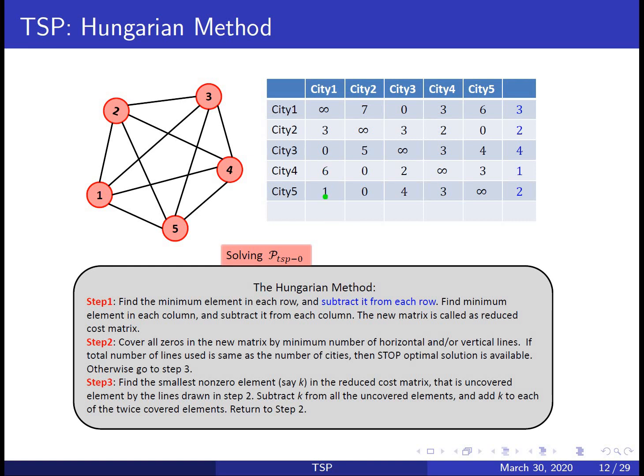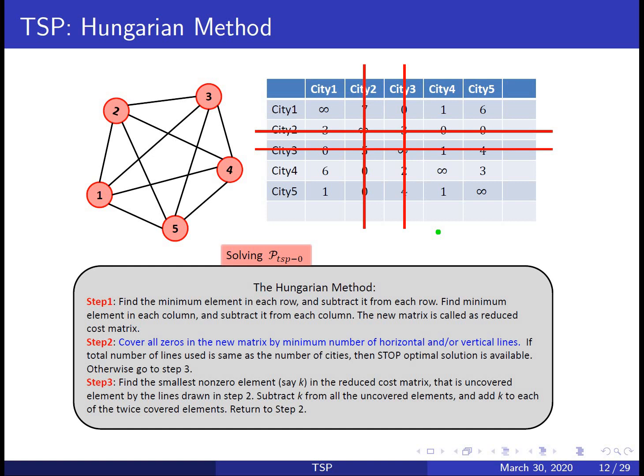Now, from each column, I'll be subtracting the minimum element. So here are the minimum elements, and we'll be subtracting them from all the columns. And this matrix is called the reduced cost matrix. This is the end of step 1. In step 2, we are going to cover all the zeros with the minimum number of horizontal and vertical lines. If the minimum number of horizontal and vertical lines is equal to the number of cities, then we have the solution for the assignment problem.